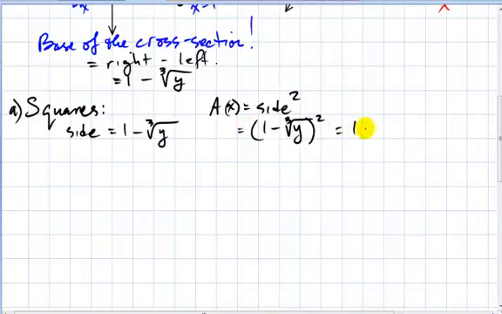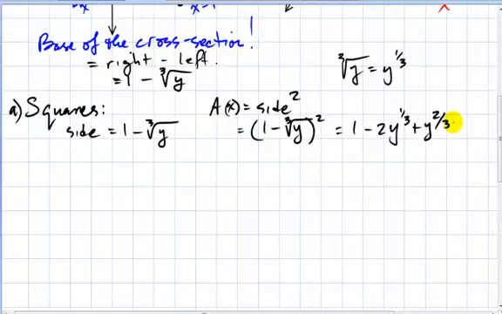I get 1 minus 2 times, and again, the cube root of y, by the way, is y to the 1/3 power, so keep that in mind. You multiply these two, so you get negative cube root of y, double it, you get negative 2 times the cube root of y, and then you square the last. When you square y to the 1/3 power, you get y to the 2/3 power. You get this right here for the area. This is your A of x, the cross-sectional area.